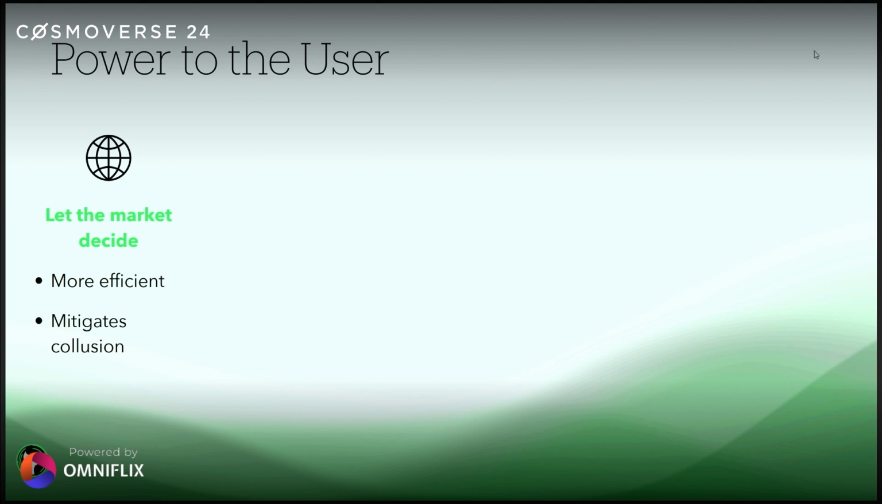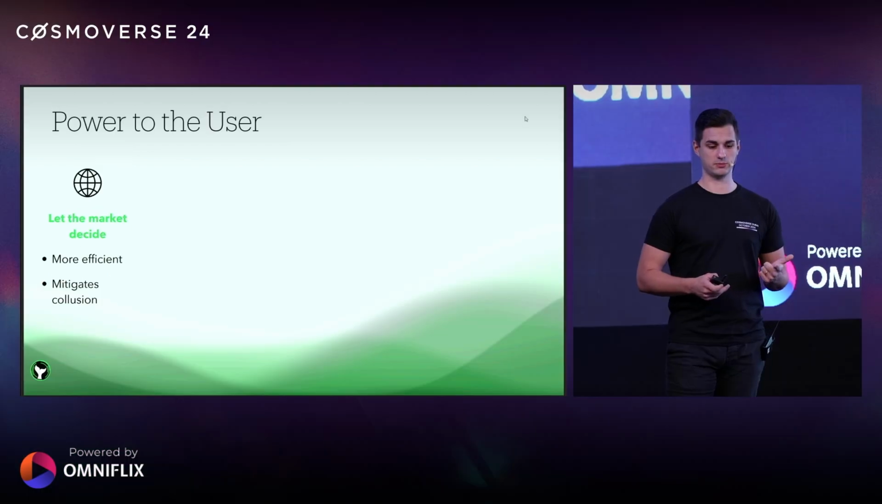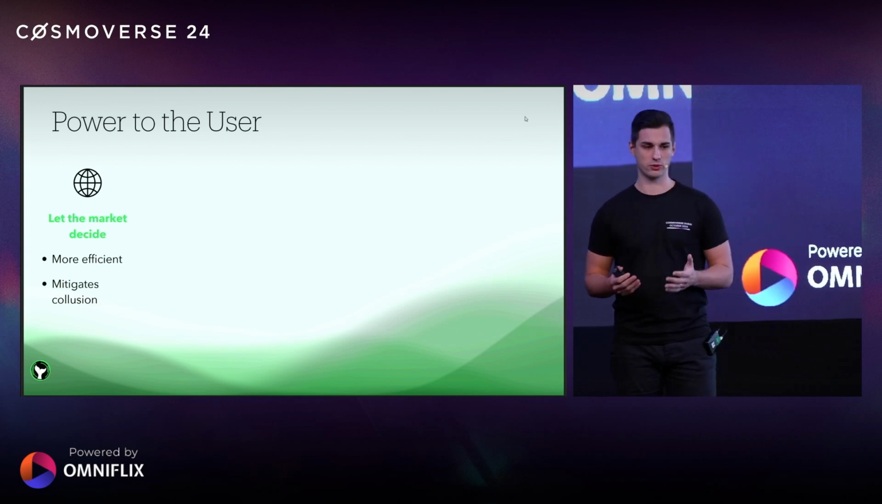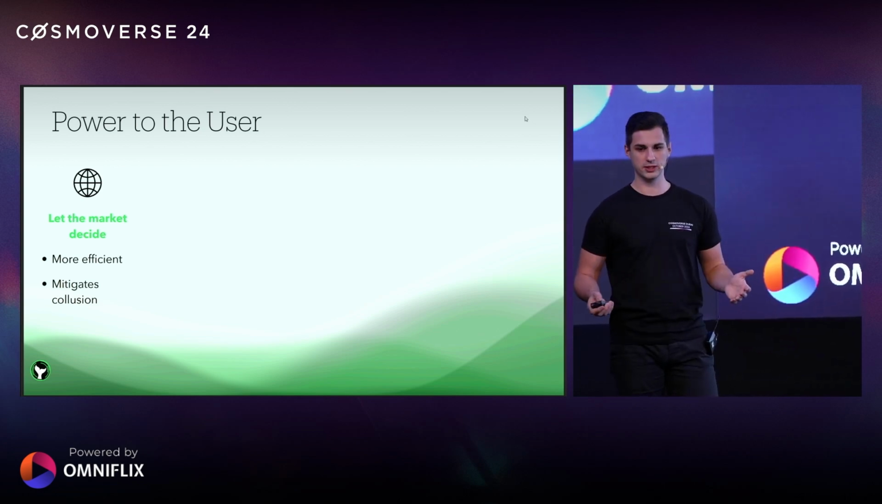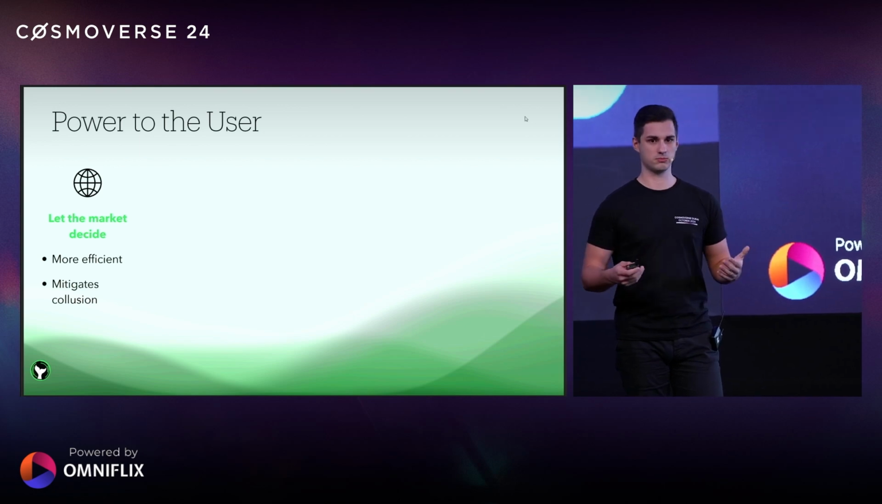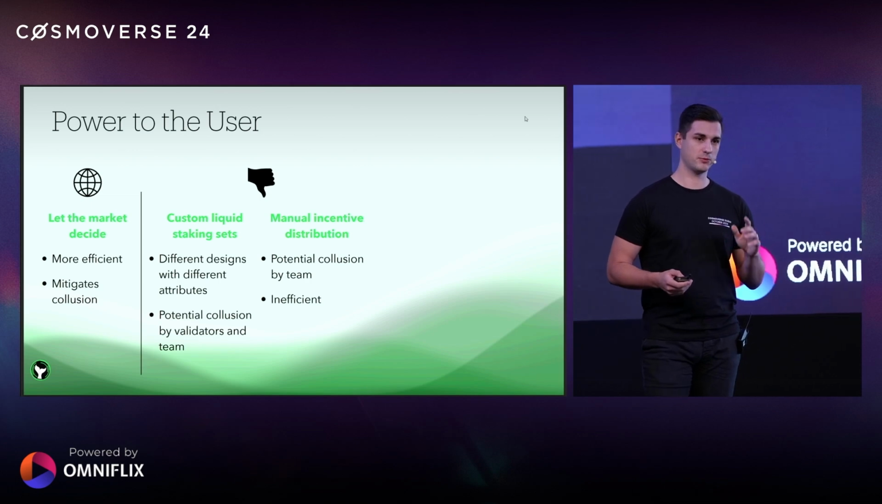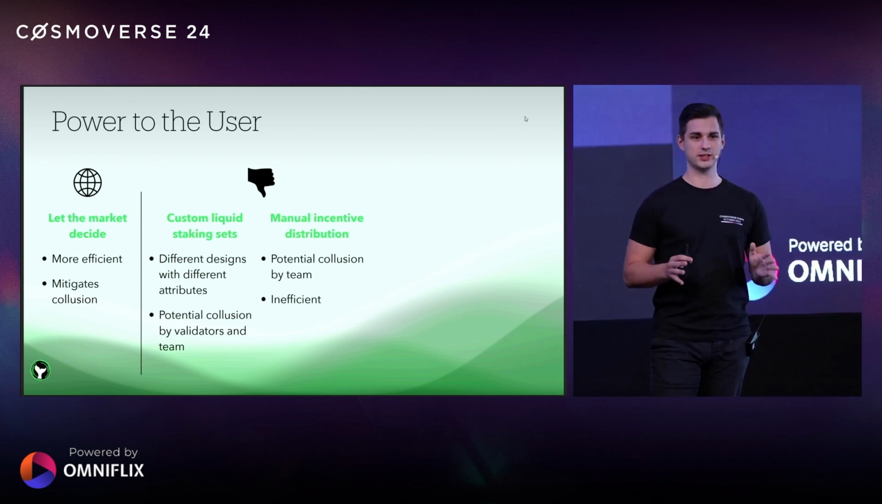One, because it's more efficient. And second, because it mitigates collusion. If there is a power and only a single entity holding that power, it opens up all the doors for backroom deals that you shouldn't want. Let me give you a couple of examples. First of all, liquid staking sets. I know that's a sensitive topic. Some love them, some hate them.